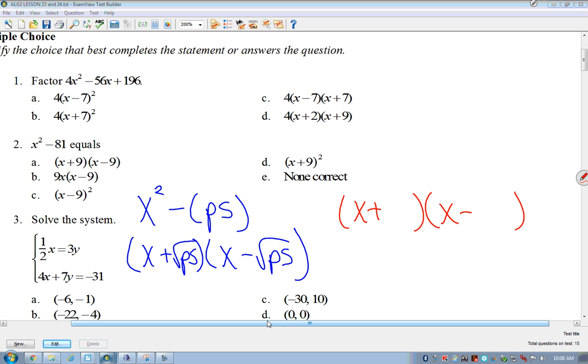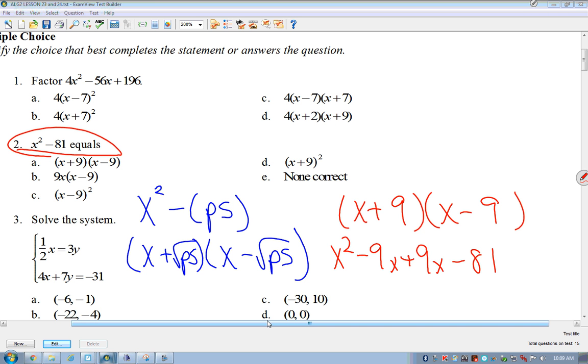9. Now, what is nice about these, and we didn't do it with the last one, is that I should always be able to check my answer. How could I check that answer? Anybody know? How could I check and make sure that x plus 9 times x minus 9 is the answer? Foil it. So see if it goes back into this. So x times x is x squared. X times negative 9 is negative 9x. 9 times x is positive 9x. And 9 times negative 9 is negative 81. What happens to the 9x's?